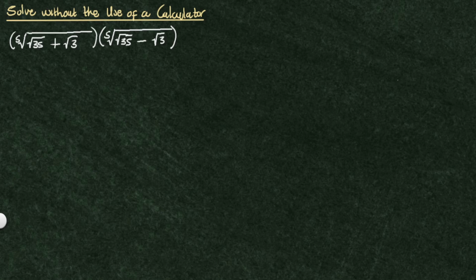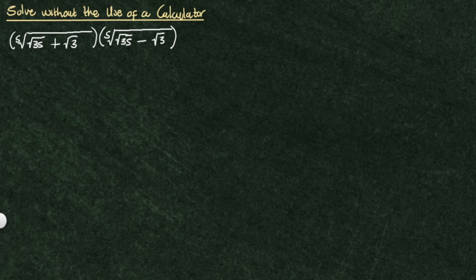Solve without the use of a calculator. So this is a problem involving surds. We have a fifth root in the first bracket. Underneath that fifth root, we have the square root of 35 plus the square root of 3.